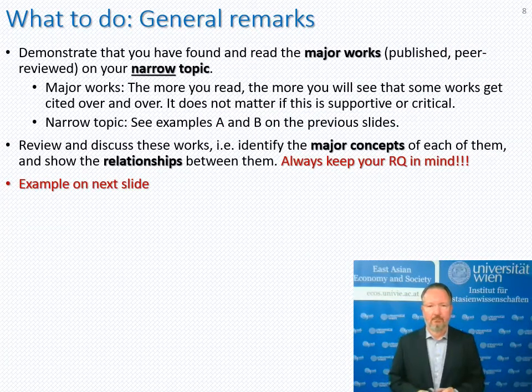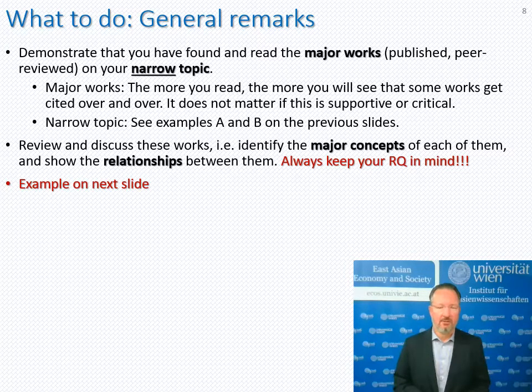Okay, something that is a bit tricky is that you need to demonstrate that you found the major works on your narrow topic. Well, narrow topic, I think I already talked about. But major works, that's sometimes something where students are a bit uncertain about what that means. It of course depends on the actual topic and field that we are talking about. The best indicator actually is that works that keep occurring in most of the sources that you use, these would then be considered to be major works. That doesn't mean that they need to be the best works, right?